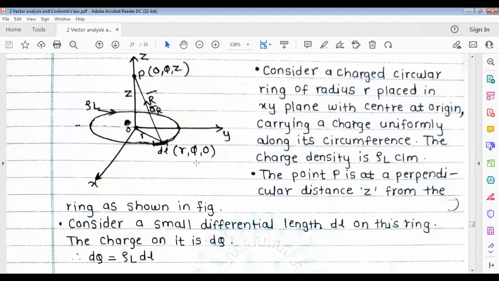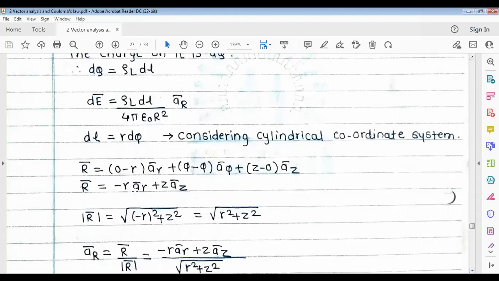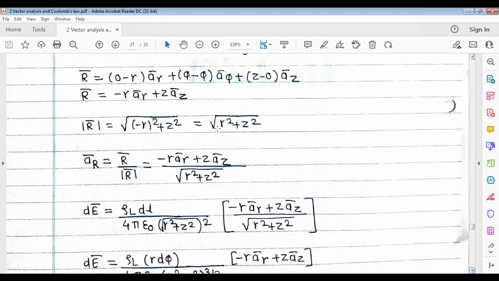Okay, that is equal to 0. And third coordinate is z minus 0 into unit vector a bar z. So here we get minus r a bar r plus z a bar z. Just to find its mod, that is magnitude, we'll get mod of r bar, which is equal to square root of r square plus z square. Then find unit vector, that is r bar divided by mod of r bar, that is vector r bar divided by its magnitude.